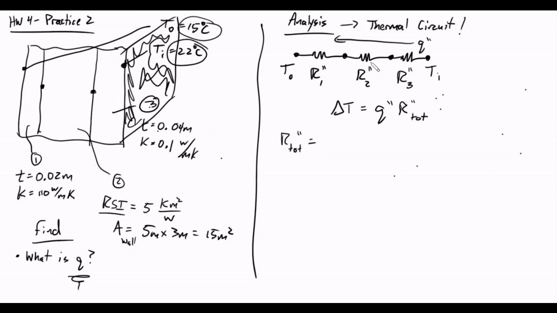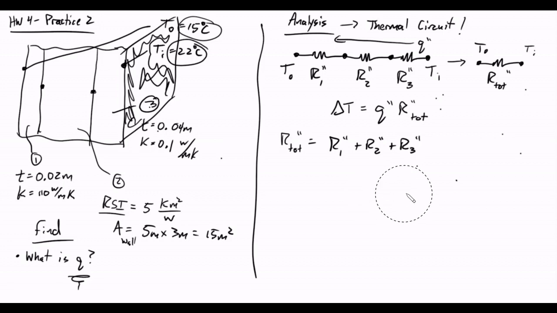Since these resistances are in series, right, we could draw an equivalent circuit that looks like this. We have these same temperature nodes, but now only one resistance, which is R total. And that R total is just equal to each of our individual wall resistances added together in series. Okay, so let's add them up, which means we need to figure them out.